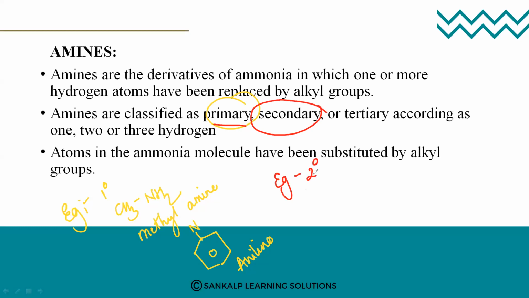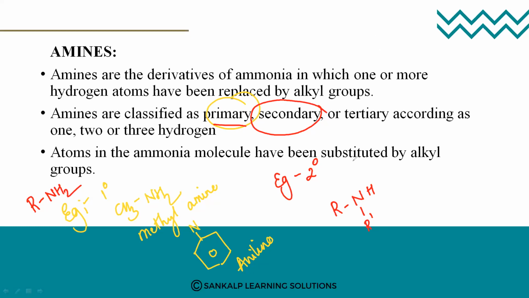Next we are going to see the secondary amine. What do you mean by secondary amine? Secondary amine means two hydrogen atoms of ammonia are replaced by an alkyl or an aryl group. It is generally represented as RNH2, and with one more hydrogen replaced by R dash, RNHR dash: two alkyl or two aryl groups.